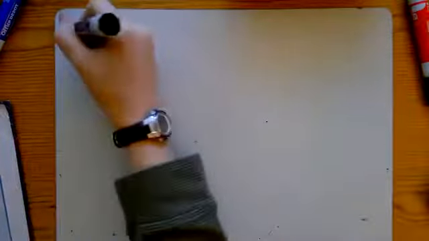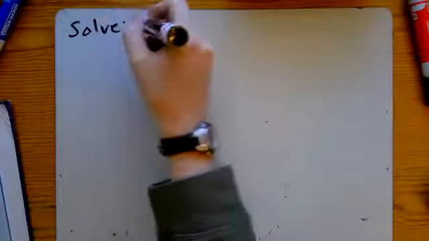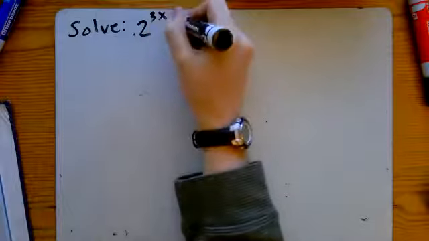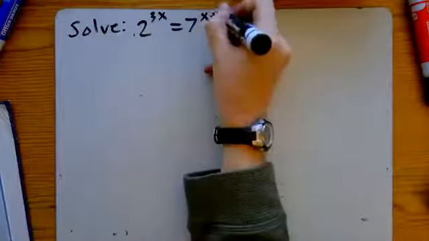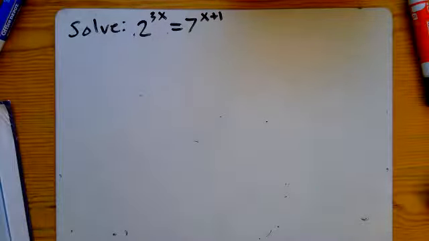Okay. Now it's time for you to try one yourself. Using the exact same method that we just used, I would like you to solve 2 to the 3x equals 7 to the x plus 1. Give it a shot. I'll give you about a minute.